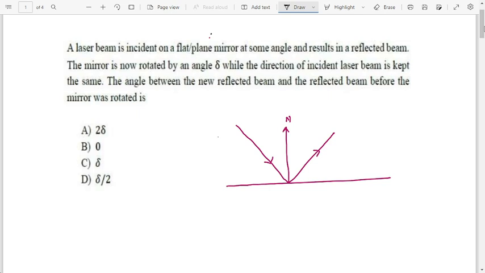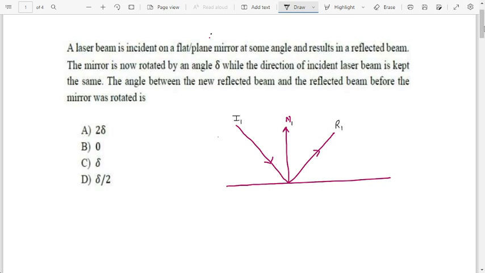The old incident ray is kept along the same orientation. So this is the old incident ray, which is I1. This is the old normal, which is N1, and this is the old reflected ray, which is R1. Now, if you rotate the mirror by an angle delta in any direction, let us say clockwise or anti-clockwise, it would hardly matter. Let us say we rotate clockwise.